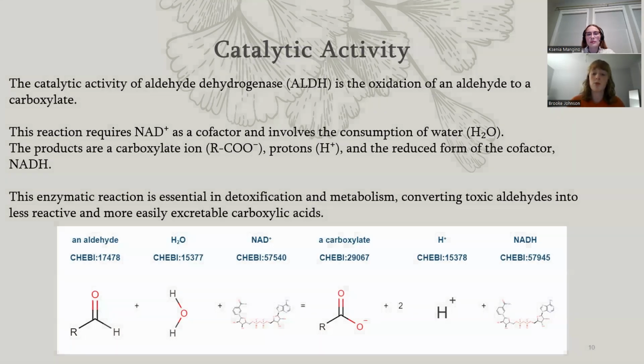Go into a little bit more depth on the catalytic activity. The catalytic activity of aldehyde dehydrogenase is the oxidation of an aldehyde to a carboxylate, which was previously stated before. This reaction requires NAD+ as a cofactor and involves the consumption of water. The products are a carboxylate ion and protons and the reduced form of the cofactor, NADH.